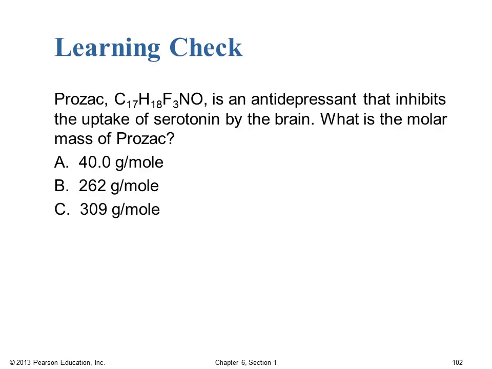Now it wants us to figure out the molar mass of Prozac, which is C17H18F3NO. What you need to do is multiply the molar masses from the periodic table times the subscripts. For carbon, you're going to multiply 12.01 times 17. For hydrogen, you're going to multiply 18 times 1. For fluorine, you're going to multiply 3 times 19. For nitrogen, you're going to multiply 1 times 15. And for oxygen, it's going to be 1 times 16. And then you add them all together.